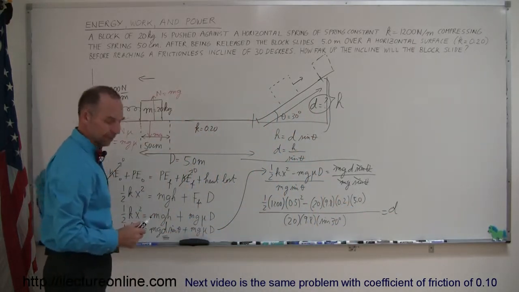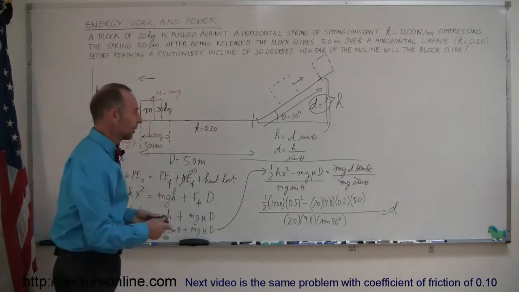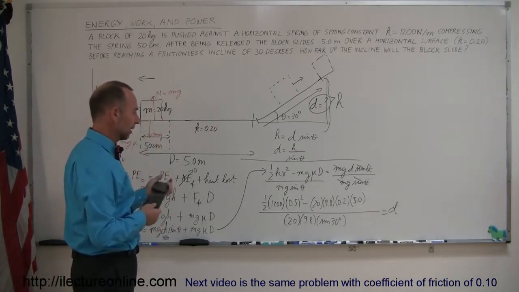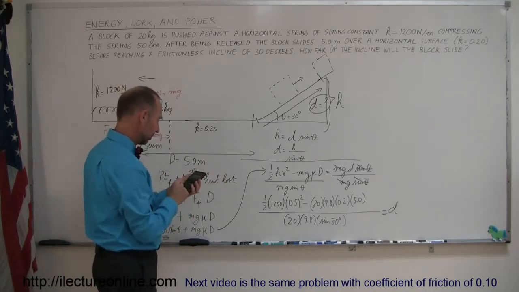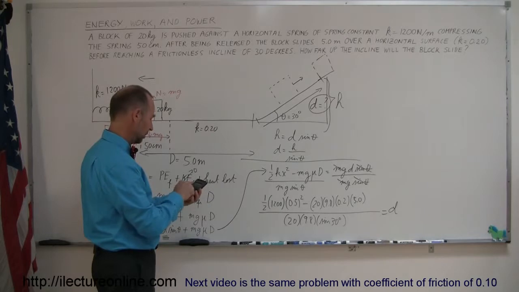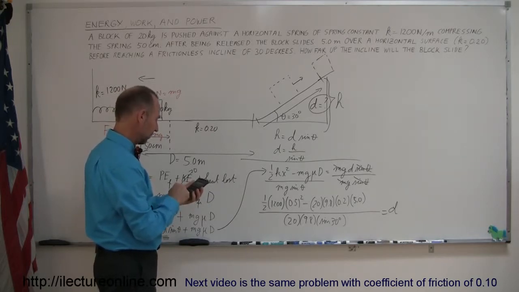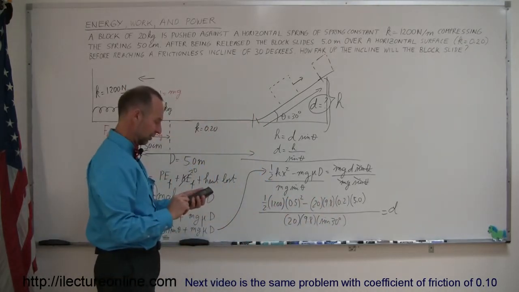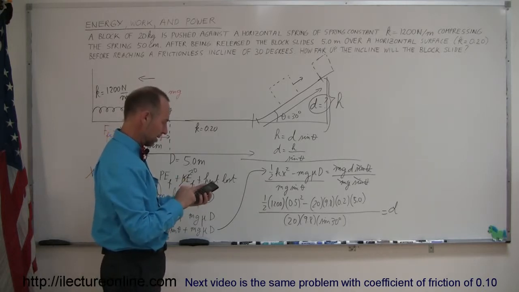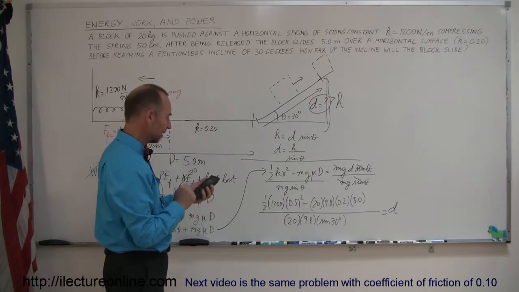All right, now we need a calculator. So I have one handy here, and let's see what that number is. How far up the incline did our block slide? So we start with 0.5 squared times 0.5 times 1200. Okay, that gives 150 for this, minus what's there. So minus 20 times 9.8 times 0.2 times 5. That's 196. So we're left with minus 46.